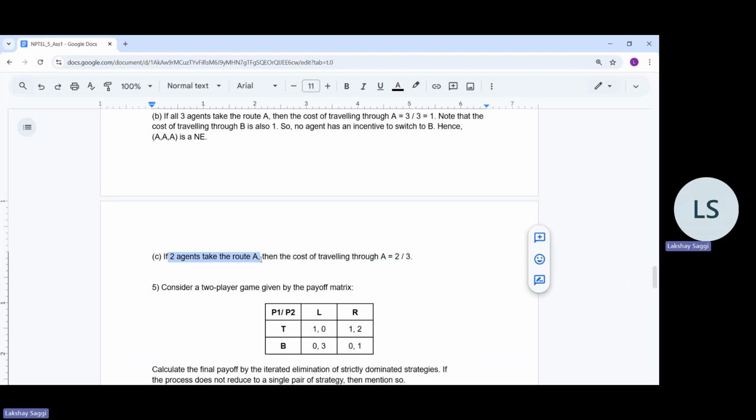But what about the agent who's taking the route B? If exactly one agent is taking the route B and decides to switch to the route A instead, initially the cost for that agent was 1. But after switching to A, the third agent is also taking the route A, so the cost of traveling for all agents becomes 3 by 3, which is equal to 1. So the agent that switches from route B to route A will again have a cost of 1 only. Again, the agent traveling through B will not have any incentive to switch, and this will be a Nash equilibrium.